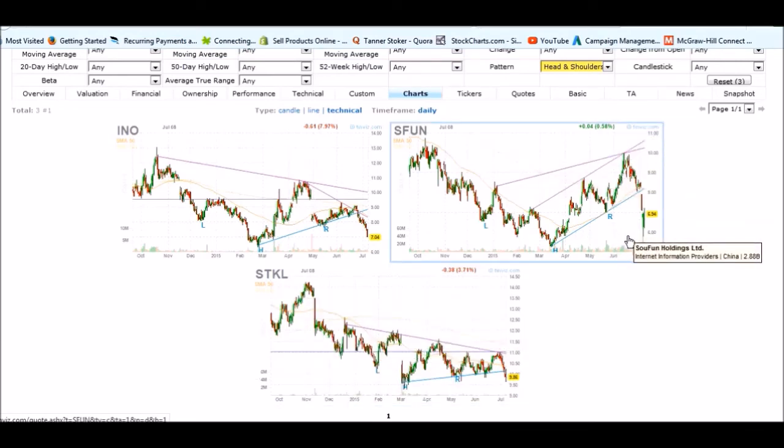SFUN. We have the left shoulder formed here, goes up, sets a high, reverses downward, head forms, reverses up, sets a high, reverses downward, right shoulder forms, reverses up, breaks the neckline, and sees a run upward. Now, they labeled this one, again, this is important to remember, incorrectly. You would have the neckline be from here to here.